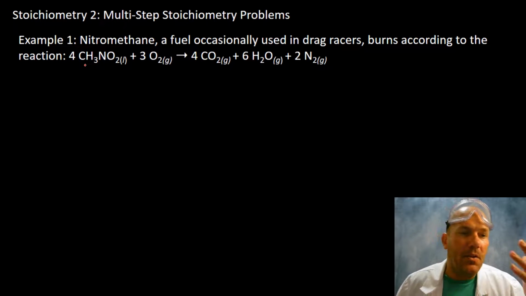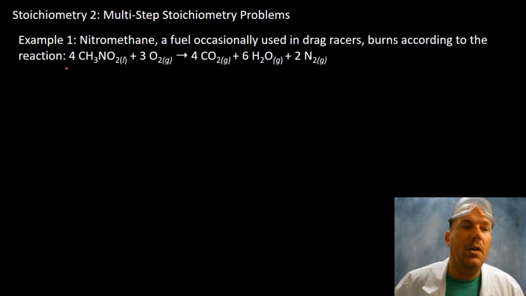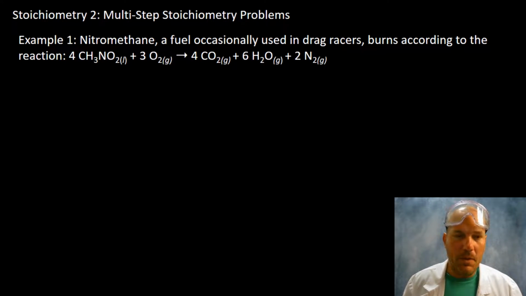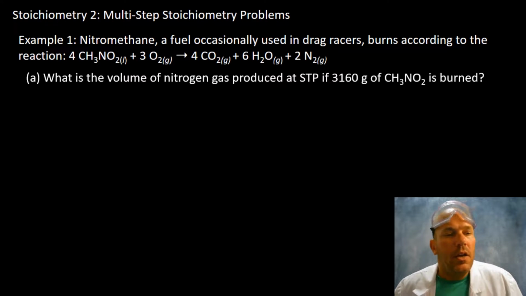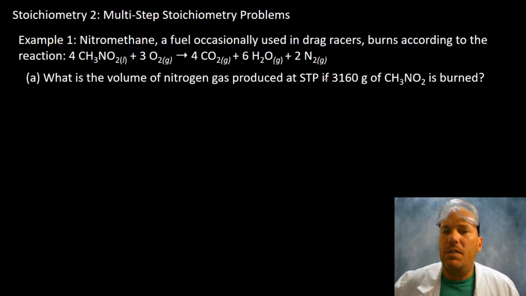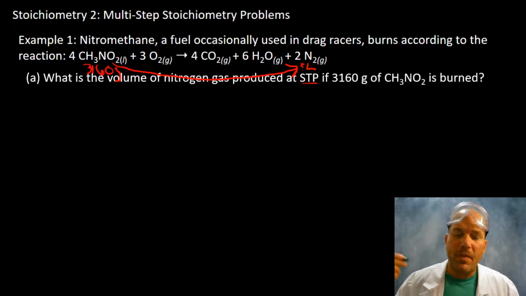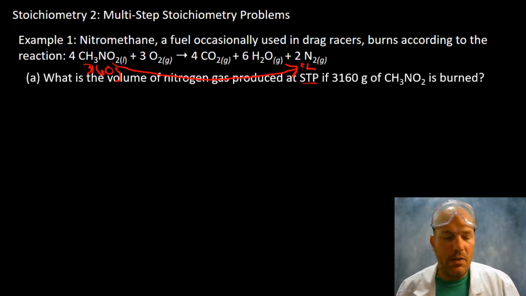And so you learned in the last video that these coefficients are absolutely critical, as they are going to become the molar ratio in our stoichiometric computation. Okay, so part A. What is the volume of nitrogen gas produced at STP if 3,160 grams of nitromethane are burned? So we are going from here where we have 3,160 grams, and we are being asked about a product here. Specifically, we're being asked about question mark liters at STP, so we're going to use 22.4 in our dimensional analysis here. So this is a gram to liter problem.